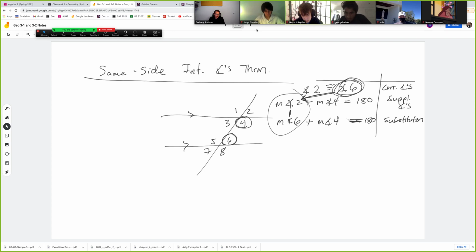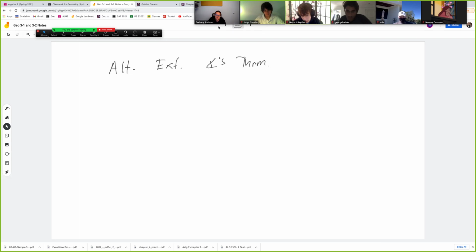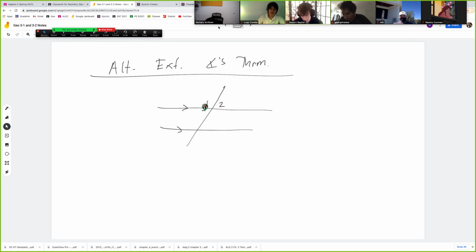Alternate exterior angles theorem. Okay, so alternate exterior angles theorem. All right, let's move on to the next page. What does this say? Well, it's very similar to the alternate interior. We got 2 parallel lines. 1, 2, 3, 4, 5, 6, 7, 8. Alternate exterior angles would be like 2 and 7, or 1 and 8.